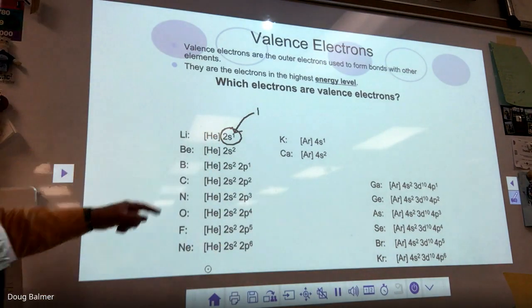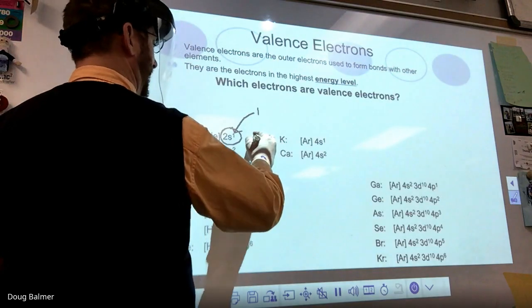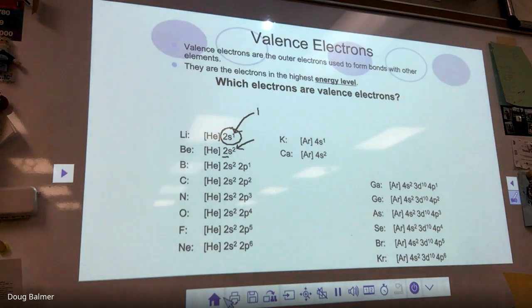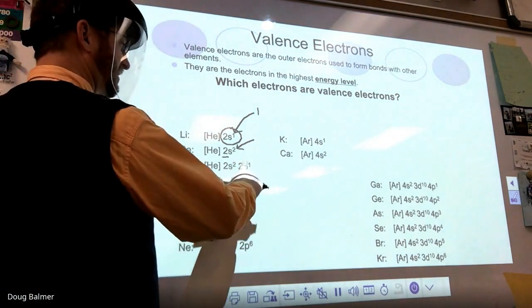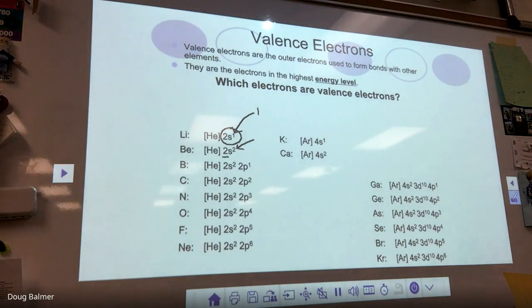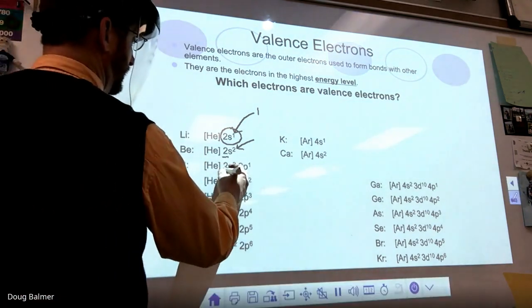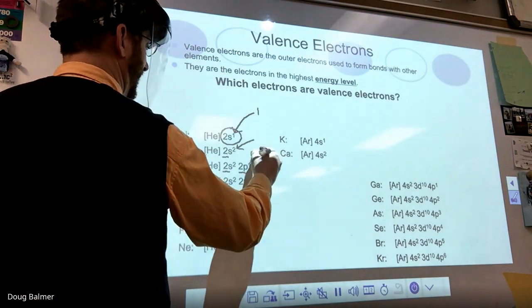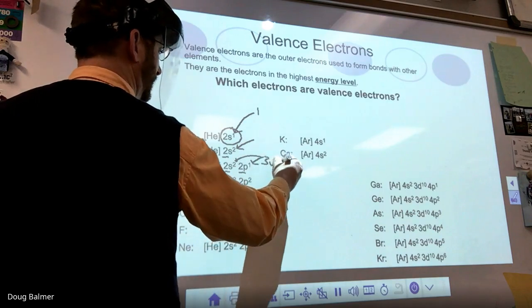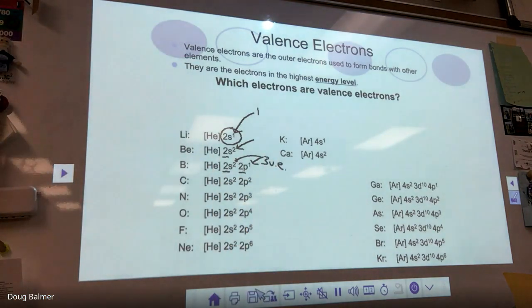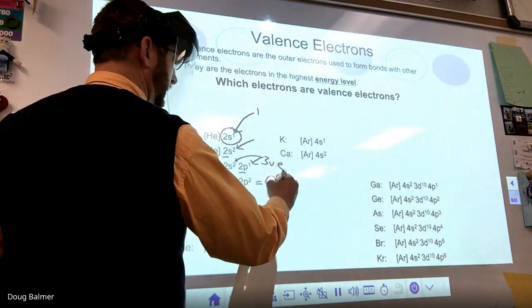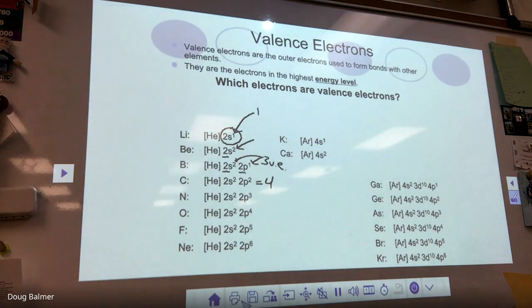If we take a look at beryllium, the highest energy level is 2. And how many electrons do we have in energy level 2? There would be 2 valence electrons. Oh, we're going to mix it up a little bit. S versus P. Which is bigger, energy level 2 or energy level 2? They're the same. I have to count all of the electrons in energy level 2. So because energy level 2 is my highest energy level, if I add 2 and 1 together, there'd be 3 valence electrons. Carbon would have 4 valence electrons in energy level 2.